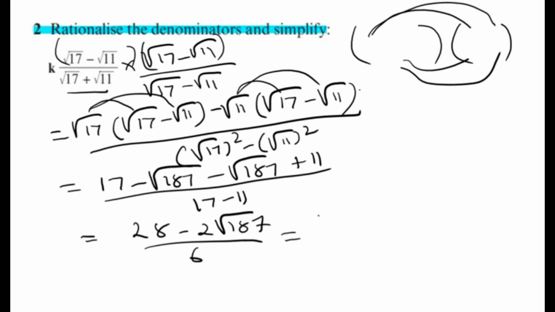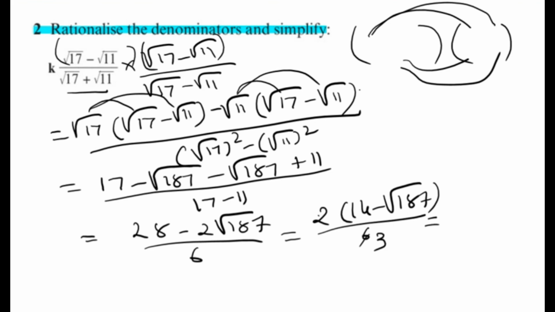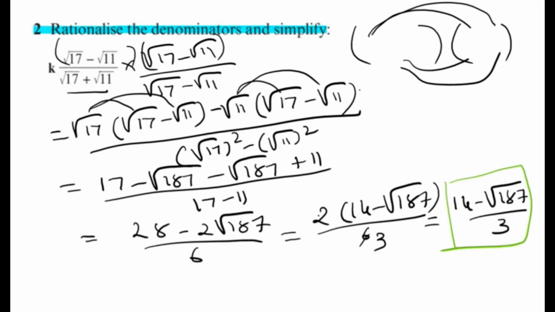You can further simplify because you can see in the top there is a 2 as a common factor. So 14 minus root 187 over 6. 2 divided by 6 will give you 3. So 14 minus square root of 187 over 3. This is our final answer.